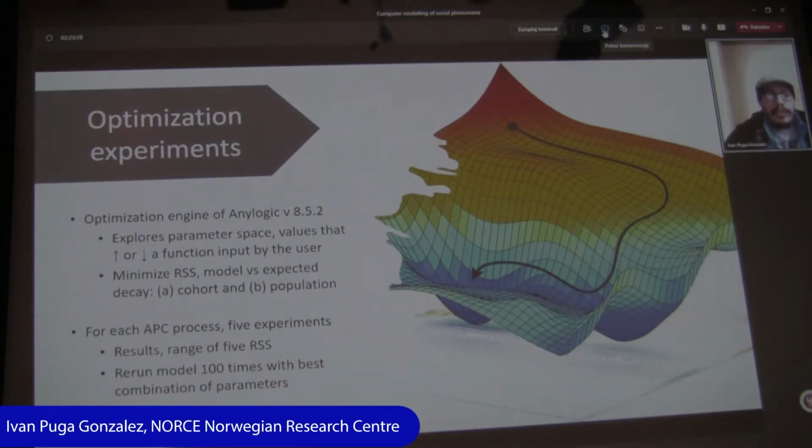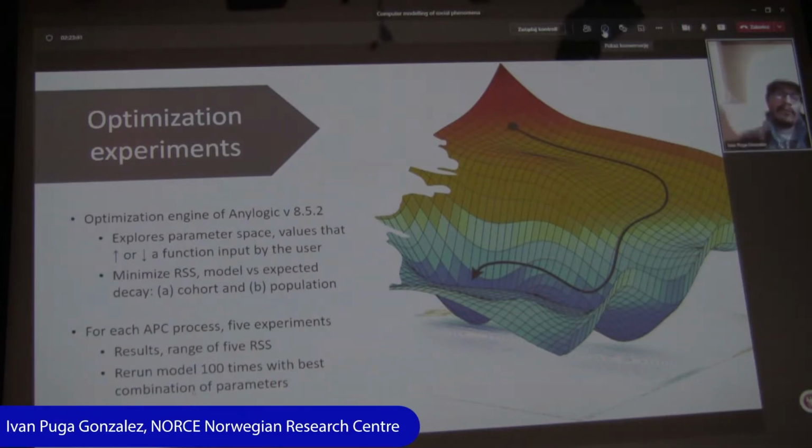So we do this for each of these processes that I showed you in that table. We run 5 optimization experiments per process, and then we take the one that is the best, right? So we take the combination of values that is the best, and then we rerun the model 100 times with the best combination of parameters.